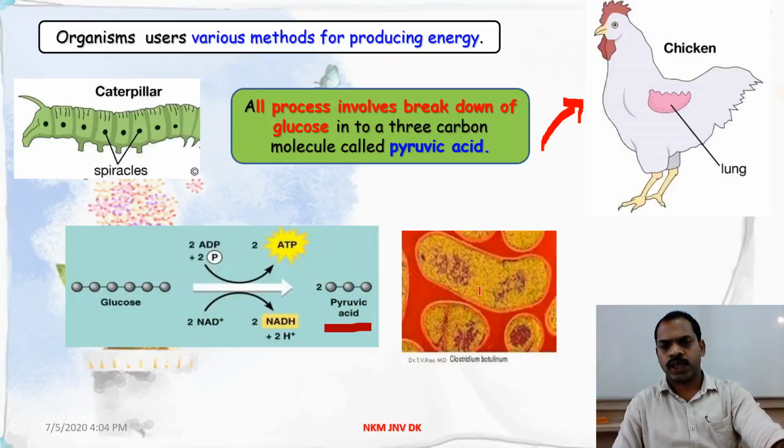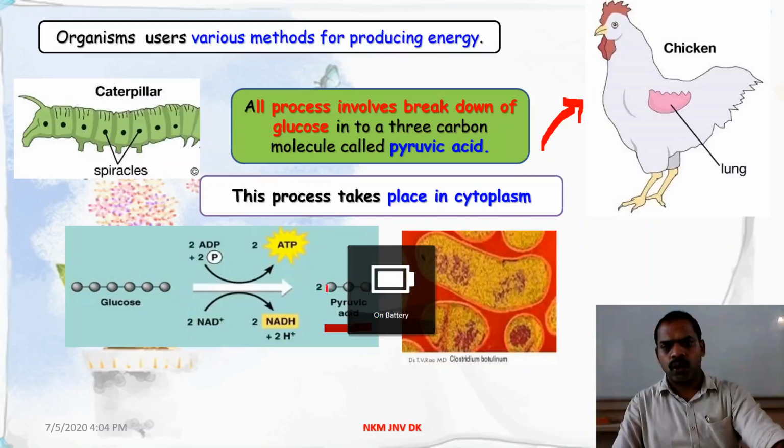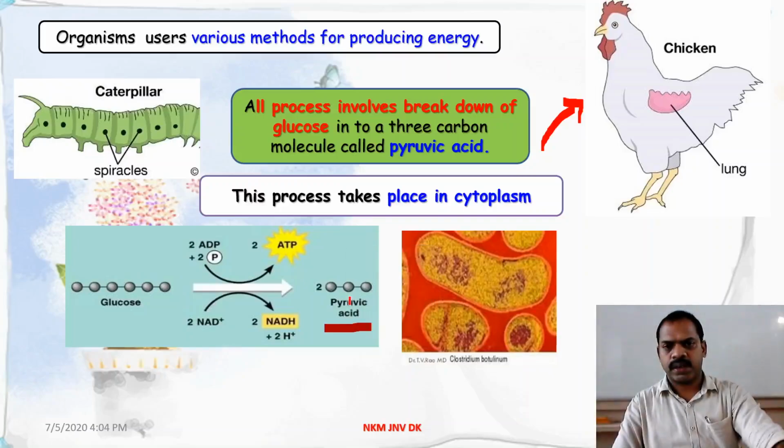What is shown here is Clostridium botulinum, the microbe responsible for botulin production, a poisonous material, and food poisoning. That is Clostridium botulinum, an anaerobic example. So which process is this? The conversion of glucose to pyruvic acid is called glycolysis.